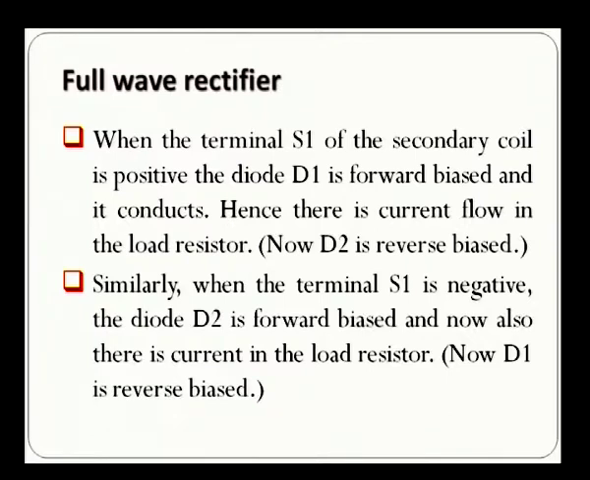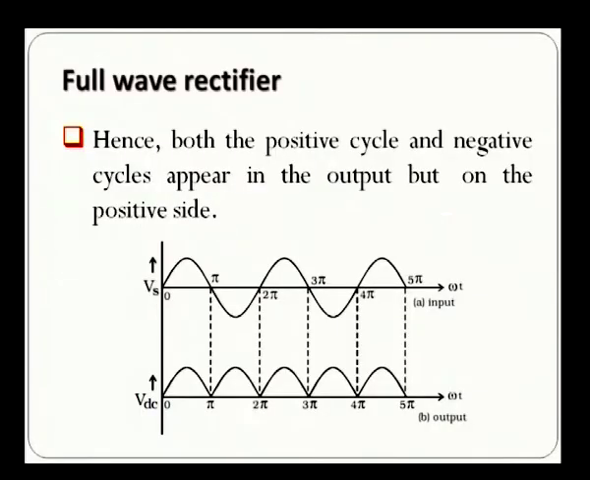Thus, in the 2 possible ways, the diodes are conducting current and continuously there is a current flow across the load resistance, and that produces a change in the voltage across the resistance. Let us see how the waveforms appear in the full wave rectifier circuit. Both the positive cycle and the negative cycle appear in the output, but on the positive side. From 0 to pi is the positive cycle, pi to 2 pi is the negative cycle. Both the cycles are appearing on the positive side of the output.